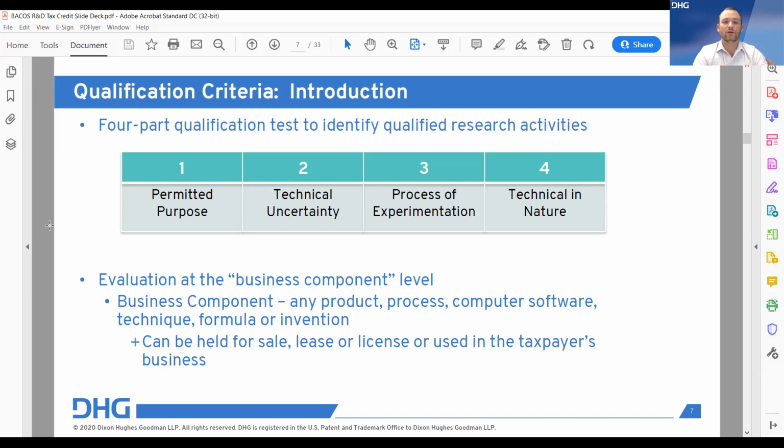And so again, it does not have to be just one tangible product. It can be a software technique and application. Maybe it's a new manufacturing process, a new formula for whatever you're trying to help figure out, develop, etc. So that's kind of the review of this, is really focusing on at the individual business component level, you have to satisfy these 4 tests in order to have that project or process or just that overall business component be qualified.